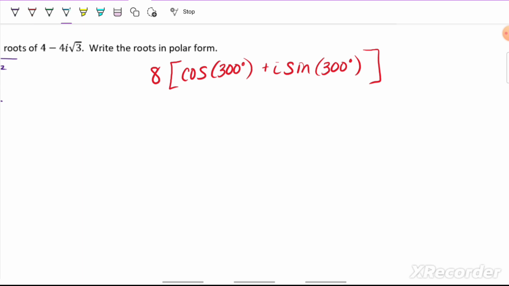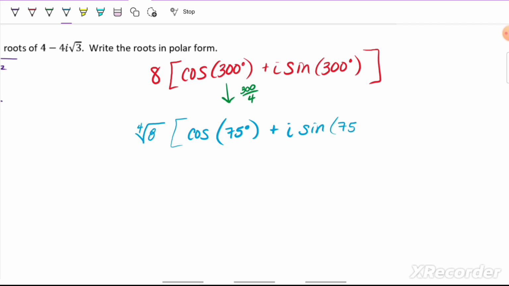So for our first one, we're going to do the 4th root of 8, although we do the 4th root of 8 on all 4 of them. All right, our first angle here is going to be 300 divided by 4, because it's 4th roots. So we're dividing it by 4, and that's going to give us 75 degrees. So there's our first answer in polar.